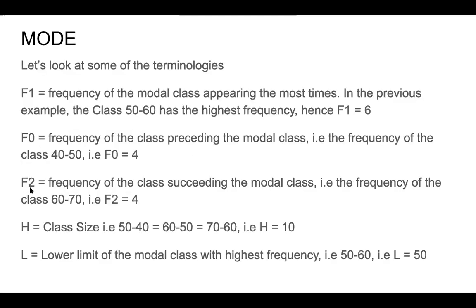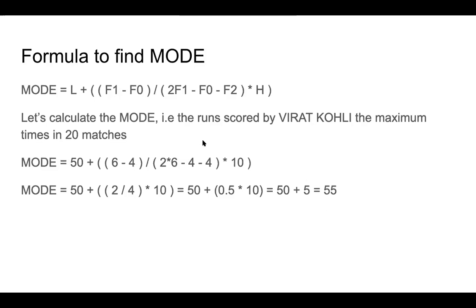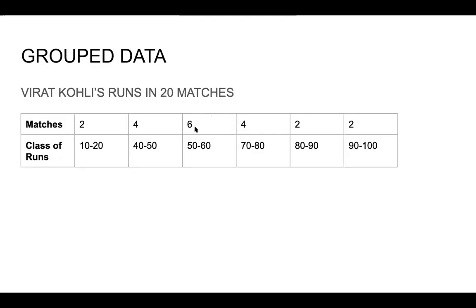Then F2. F2 is also 4. So this is F1. The value before F1 is F0, and the value after F1 is F2. F stands for frequency. So the maximum frequency is 6, and this is F1. F0 is the frequency of the class before the maximum frequency class, which is 4. F2 is the frequency of the class after the maximum frequency class, which is 4.